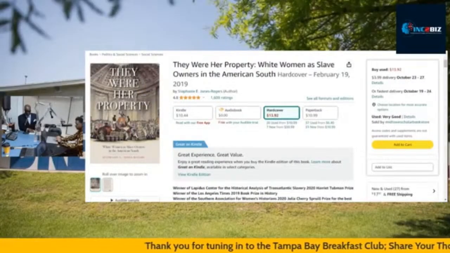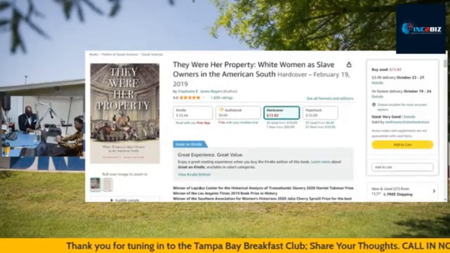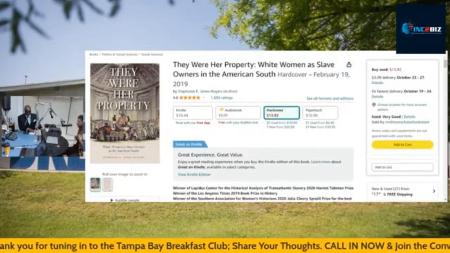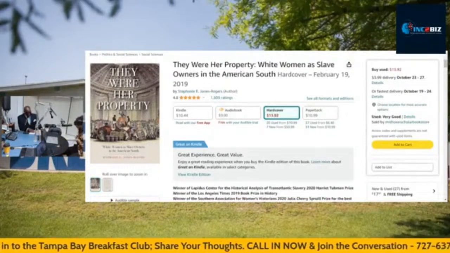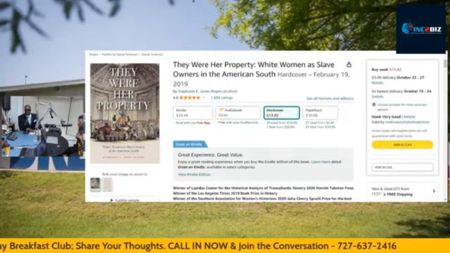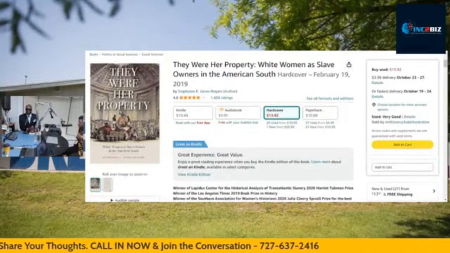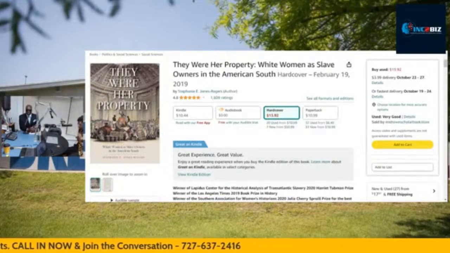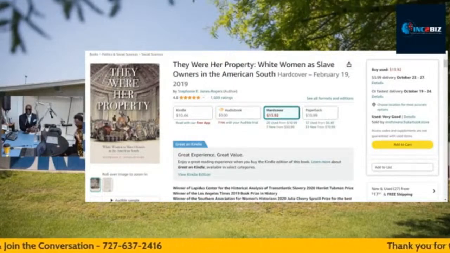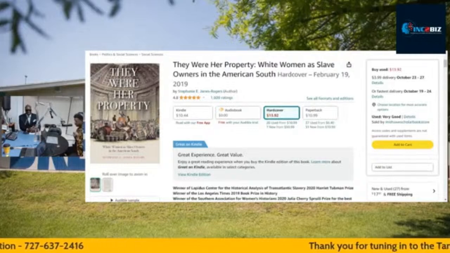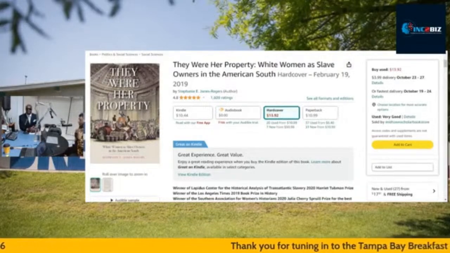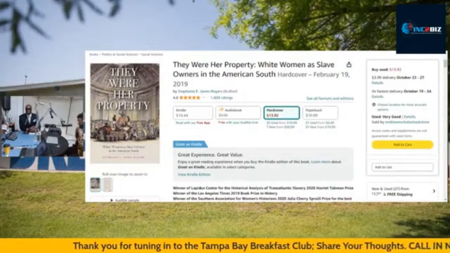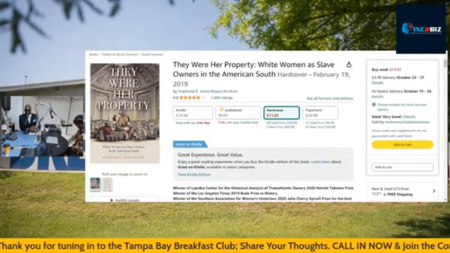The book of the day is They Were Her Property, right? It's by Stephanie E. Jones Rogers, and it's They Were Her Property, White Women as Slave Owners in the American South. If you understand history, you understand that history is how we get our interests. Your interests are determined by your history. If you do not have a particular history, then you should not logically have particular interests.